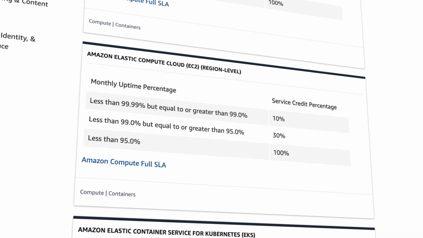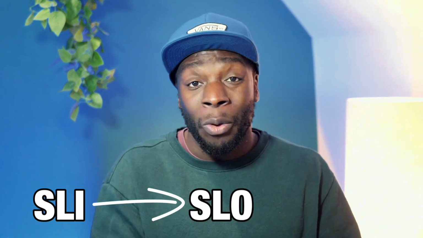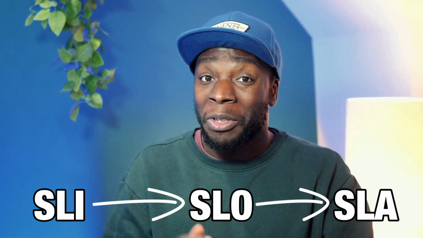A lot of people don't know this, but if your site on AWS has less than 95% uptime in a month, you can get all your money back. Take that, Bezos. But why 95%? Why not 94 or 98? Well, that's because of an SLI, which helps come up with the SLO, which helps write the SLA. Now, I know I'm losing you, but hold on. This will all make sense in the next 5 minutes.